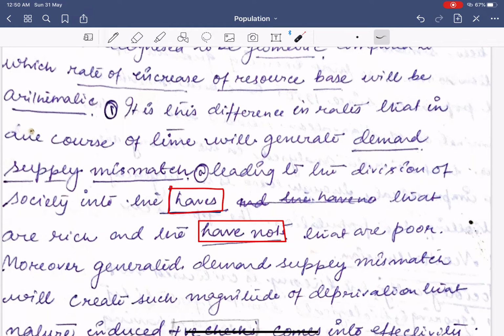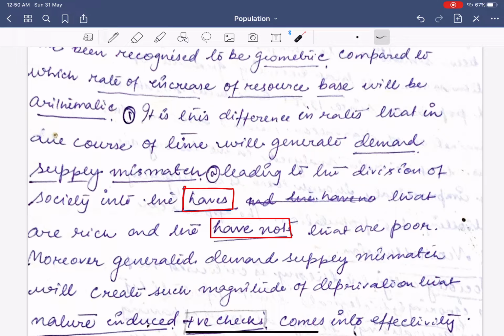It is this difference in the rate that, in due course of time, will generate a demand-supply mismatch, and this will lead to haves and have-nots. See, understand this. Population rises, resource mismatch. As a result, it will develop haves and have-nots. Who are these haves? Those who have resources. I can simply say this is the rich and the poor. The rich are called haves and the poor are called the have-nots.